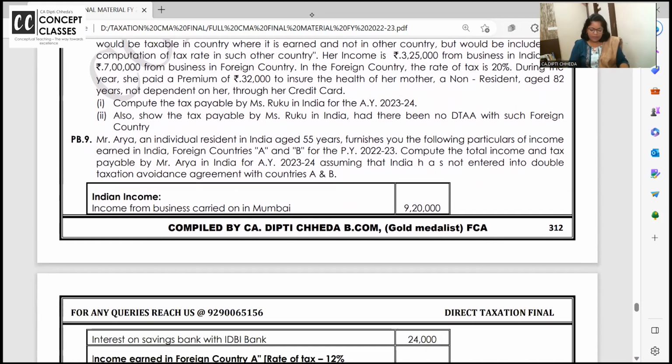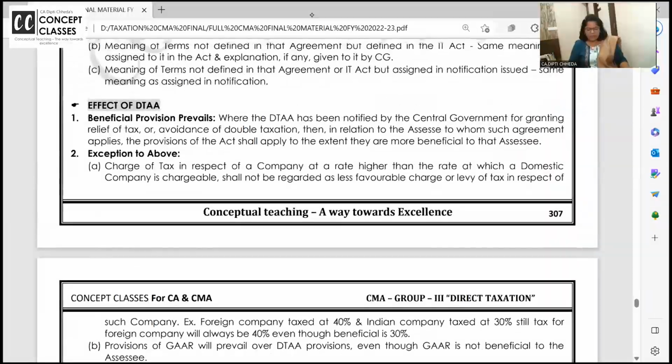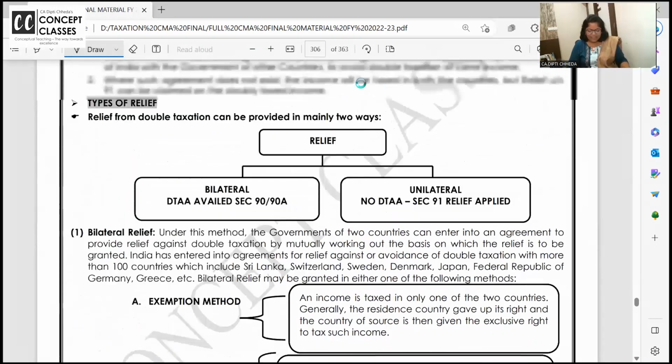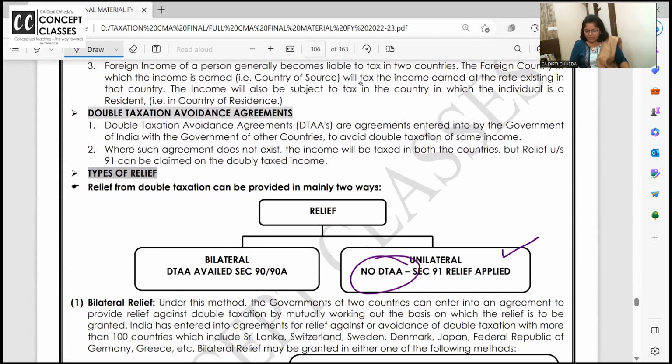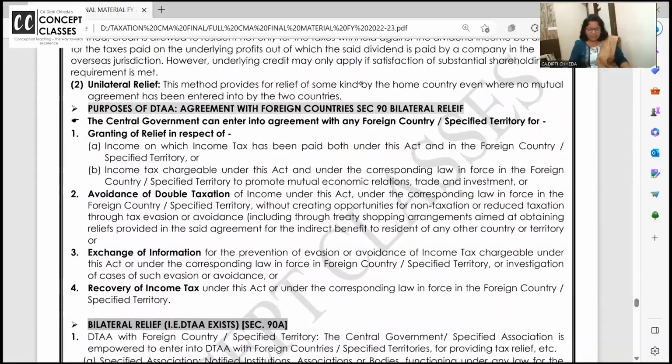Arya, an individual resident in India, aged 55 years, furnishes you the following income earned in foreign countries A and B. Compute the total income for Arya, assuming that he has not entered into the DTA. Not entered means which relief? I want the answer in the chat box. आपको सिखाया था दोनों रिलीफ और एक फ्लो चार्ट भी दिया आपको. If you don't have DTAA, which relief? Quick answer from all of you. Unilateral relief. Very good. Under section 91, because there is no DTA. And if there is DTA, then which relief will you give? 90 and 90A. That is bilateral. Right. यह theory question है, mark it important.